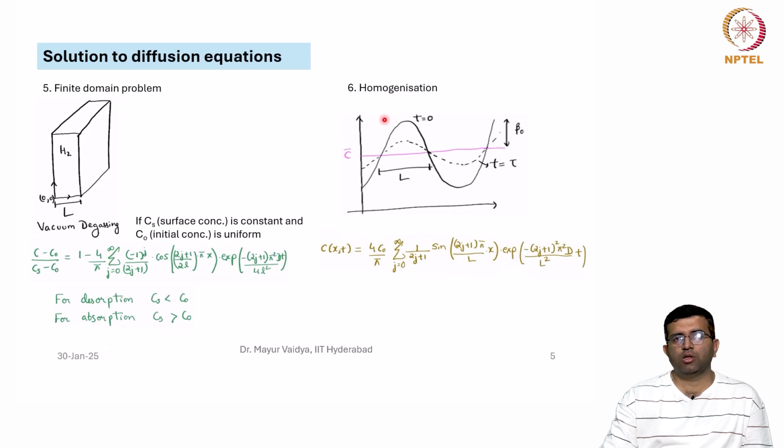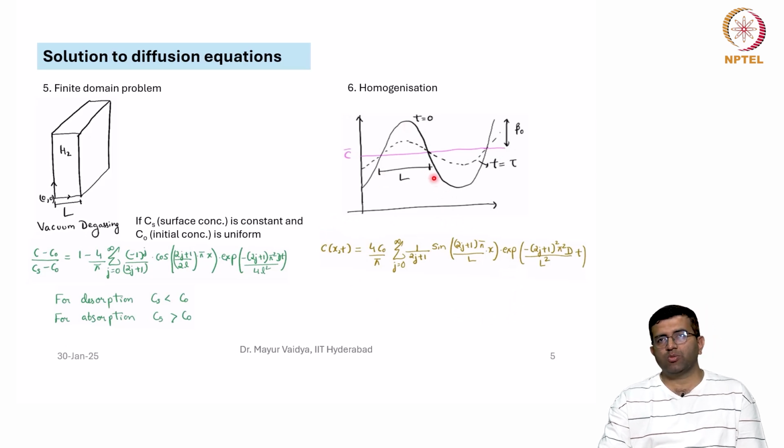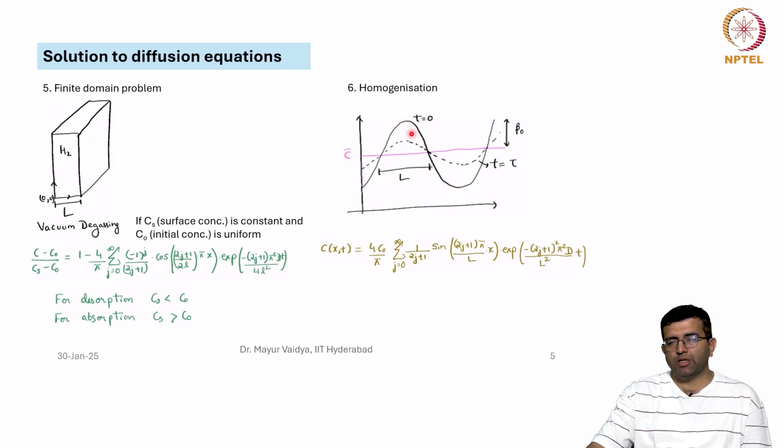We also tried to solve the homogenization problem, which has a similar looking solution. In the homogenization problem we saw that initially there is a composition variation, and then after a long time the composition reaches the average throughout.